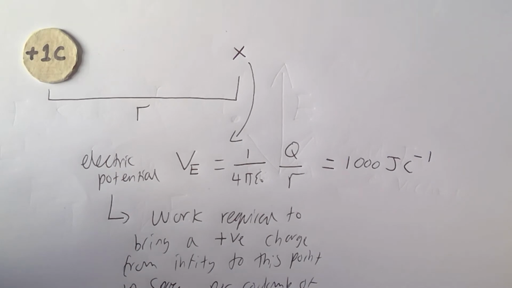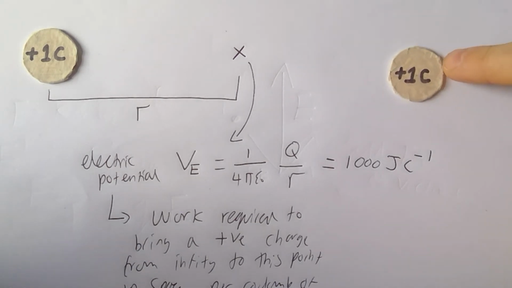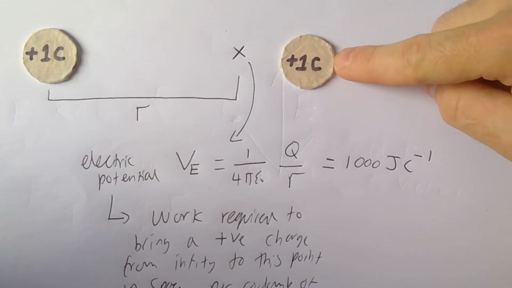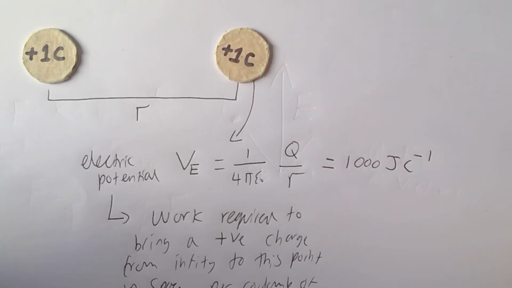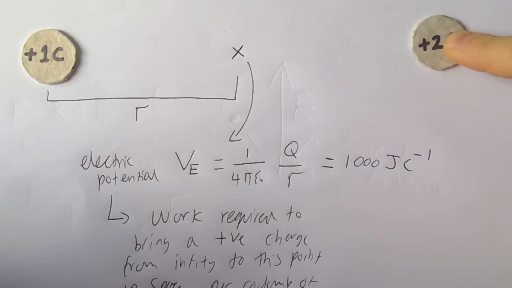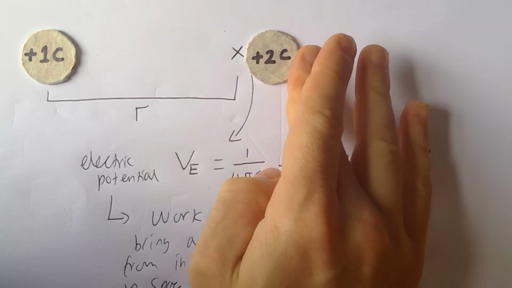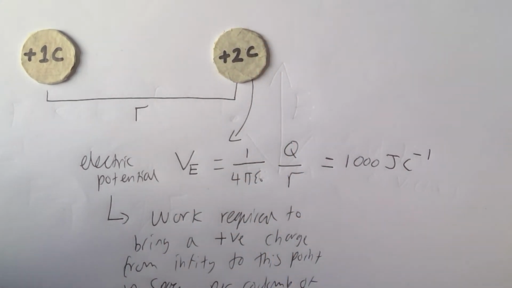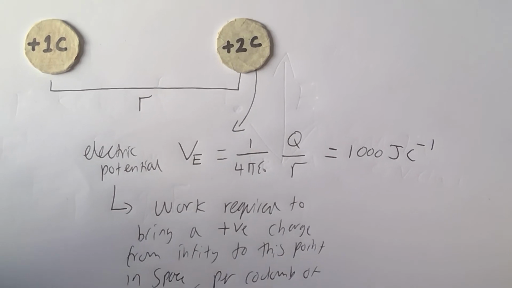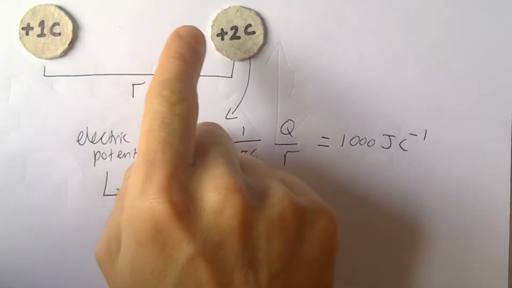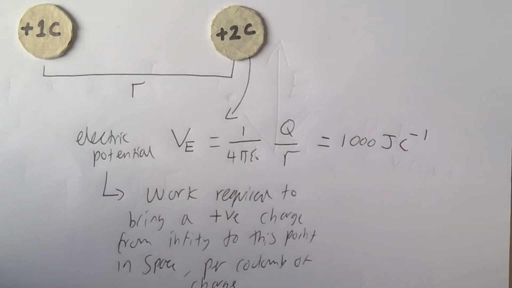Let's do that. As I push this charge closer and closer and closer, I'm applying a bigger and bigger force over a distance to get there. I've brought it from infinity. I've done 1000 joules of work. Lovely jubbly. If I was to bring a 2 coulomb charge, positive 2 coulombs from infinity to this point in space, I'd have done 2000 joules of work. There'd be 1000 joules on each coulomb, and there's 2 of them.